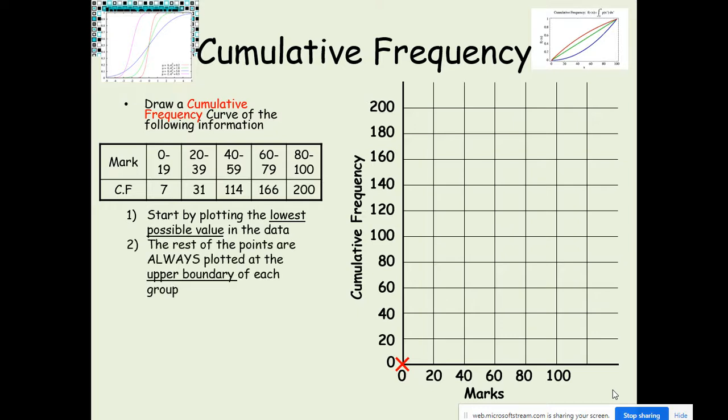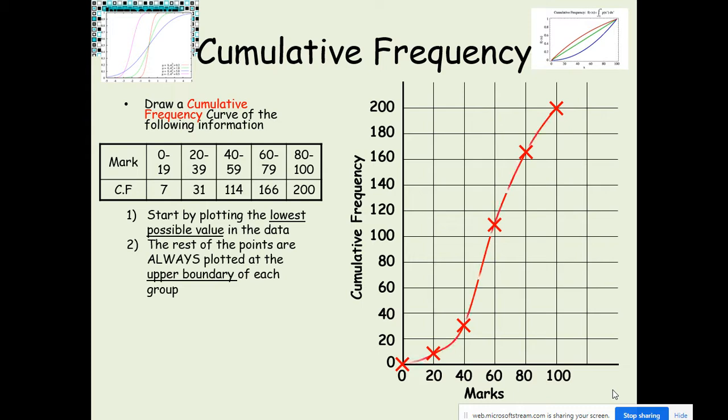And then number 2, the rest of the points are always plotted at the upper boundary of each group. So the first group is 0 to 19. What is the upper boundary? It's 19, right? So we plot it at 19 and 7, because that's the cumulative frequency. The next group is 39, with a cumulative frequency of 31. Next one is 59 with a cumulative frequency of 114. Next one is 79 with a cumulative frequency of 166. And the last one is 100 with a cumulative frequency of 200.